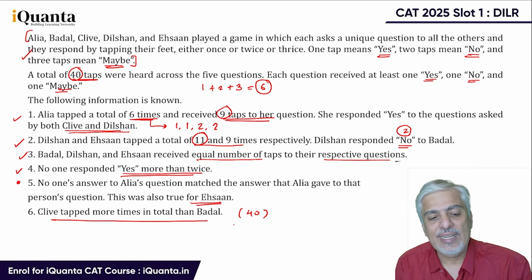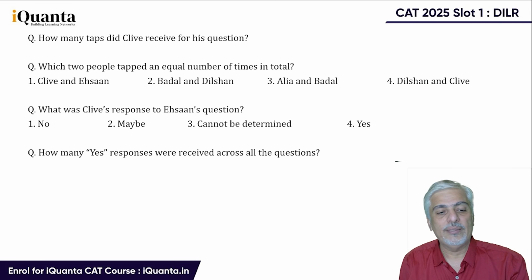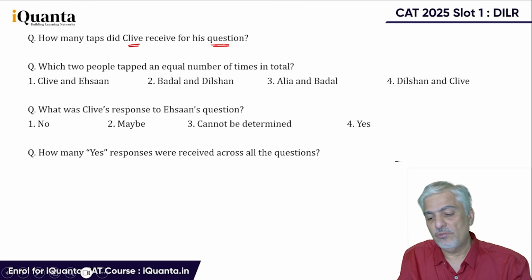So from the data which I'm looking at, I feel there's enough direct data which I can go ahead with. So how many taps did Clive receive for his question? Clive received how many taps for his question? That was the first point.